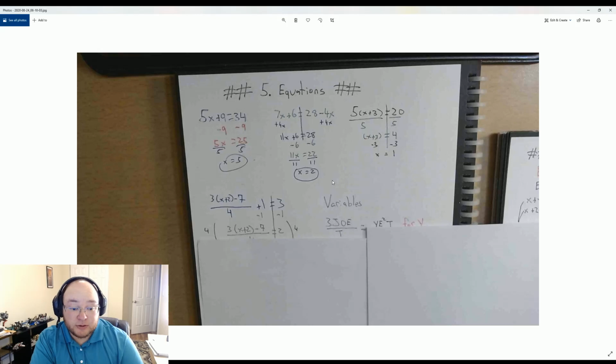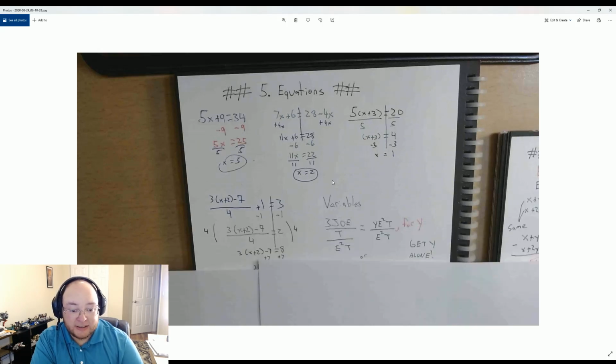Solving for variables is just getting one letter by itself. So if we want to solve for y, we need to get rid of that e squared t. So the thing to remember here is that when the letters are next to each other, they're being multiplied. So that means to get the y alone, all we've got to do is divide both sides by e squared t, because these t's will cancel out, e squareds will cancel out, leaving you y all by itself.